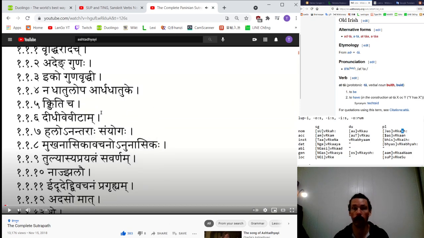Not vurti, that ends in an e, different class. Gunaha, which means virtue, as this paradigm. Gunaha, gunau, the two virtues. Iko guna vriddhi. Na dhatu lopa ardhadha. Several things here. Dhatu is not in this class. Dhatu ke. Lopaha is just like this, thematic.